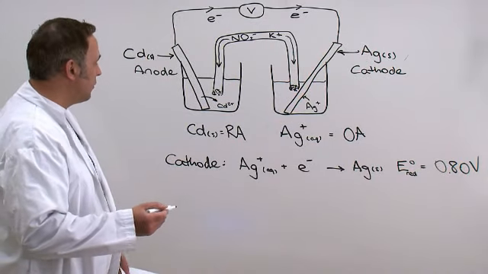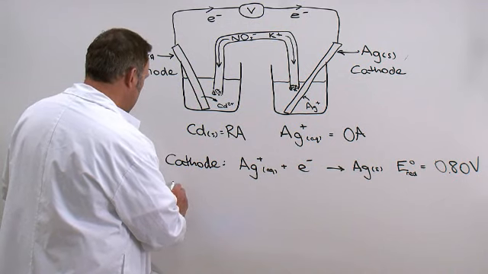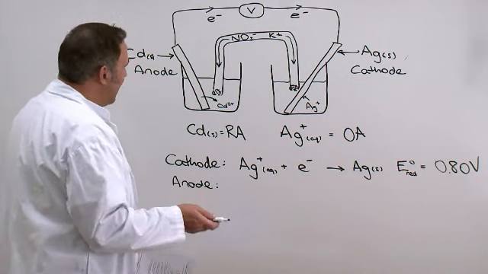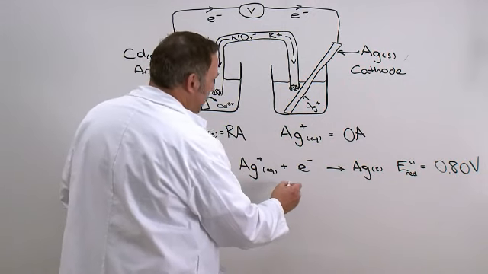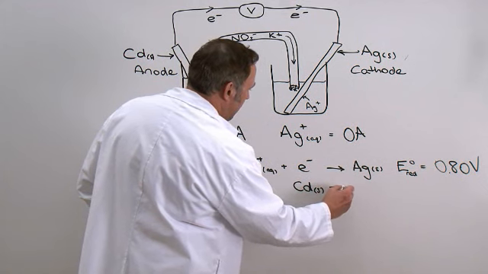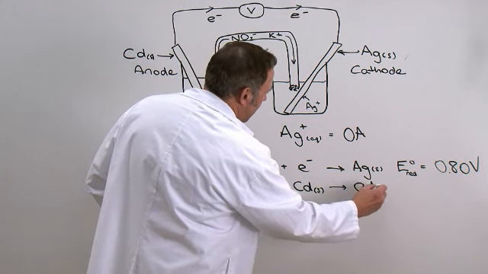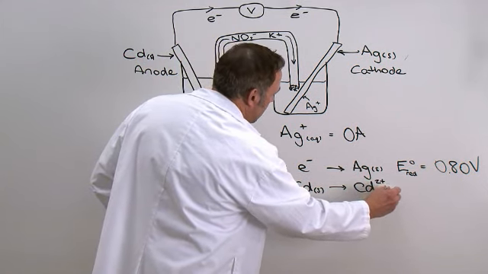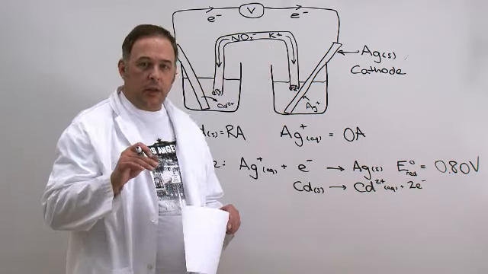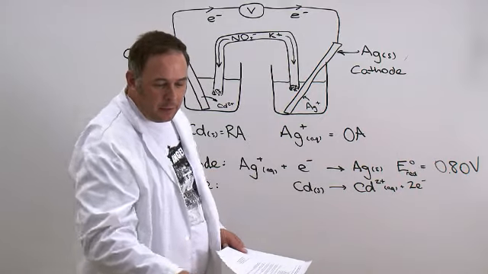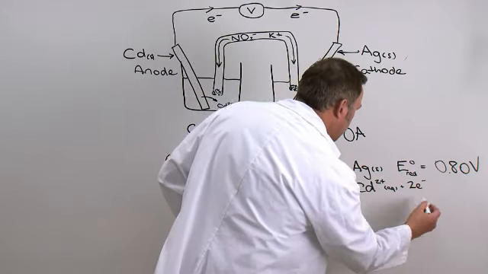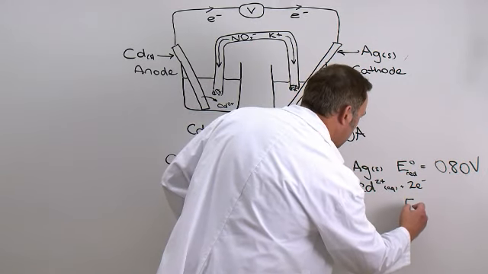Positive 0.80 volts. All right, the anode is an oxidation half reaction where my solid cadmium is losing electrons to become cadmium ions. The reduction potential for cadmium is negative 0.40. Put it down here.